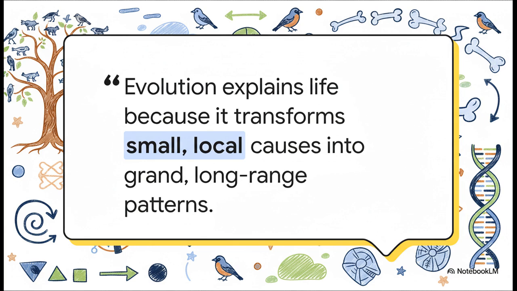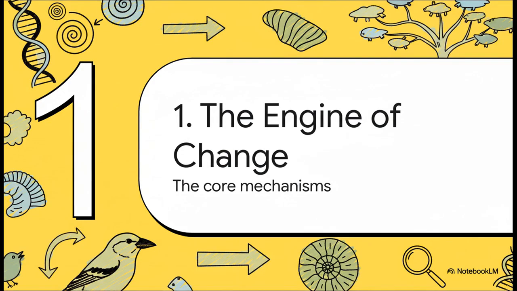So, what are these small, local causes, and how in the world do they build up into the incredible diversity of life we see all around us? Well, let's find out. Okay, so to get a handle on those grand patterns, we first have to pop the hood and look at the engine that's driving all this change. And it's really powered by just a few key interlocking parts.